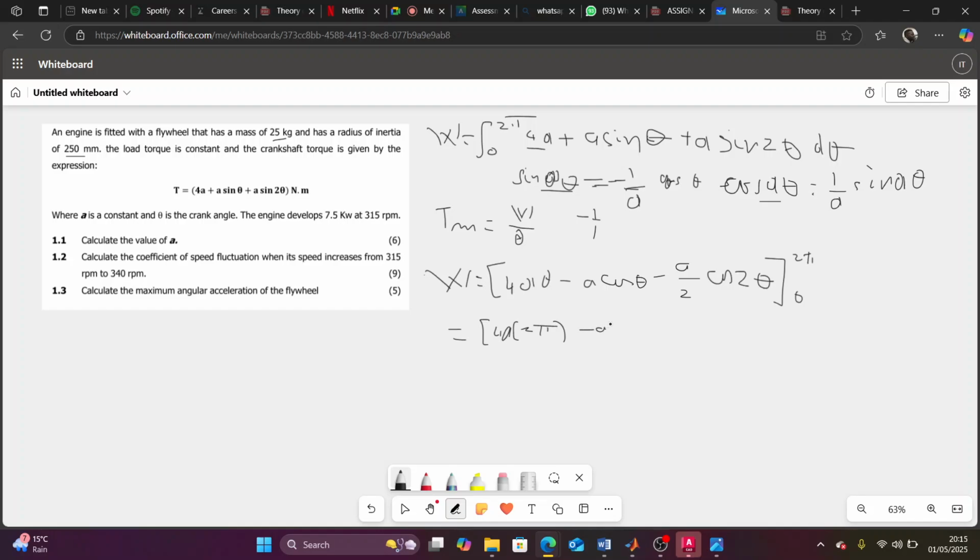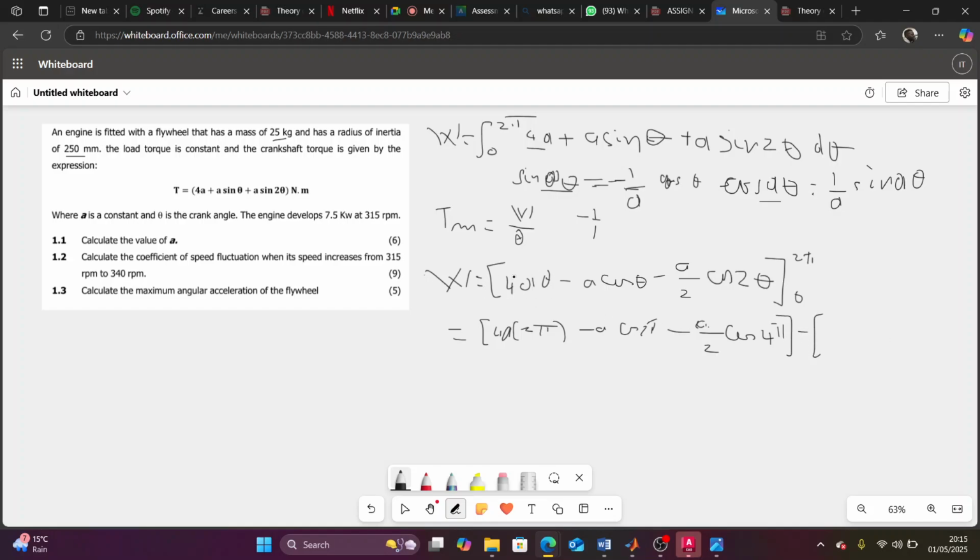Minus a multiplied by cos 2 pi. Sorry. Minus a over 2, multiplied by cos 4 pi. Sorry about my writing tonight. Now, minus of the formula.